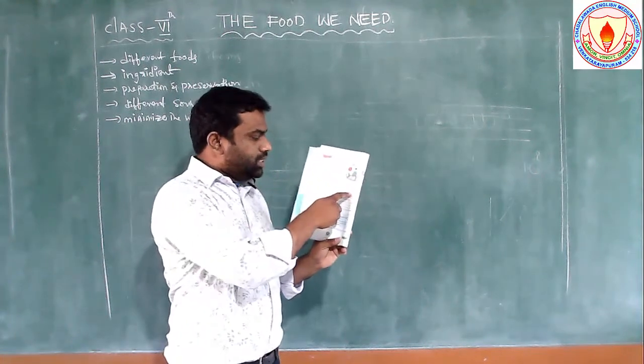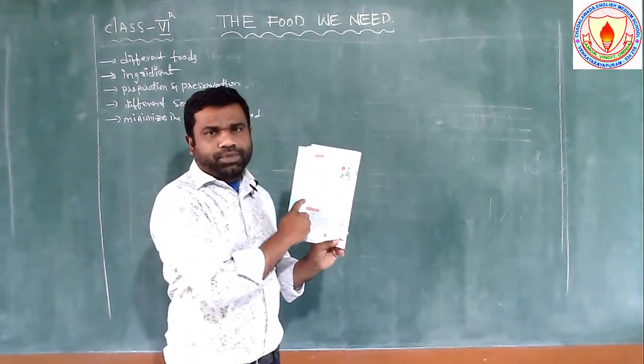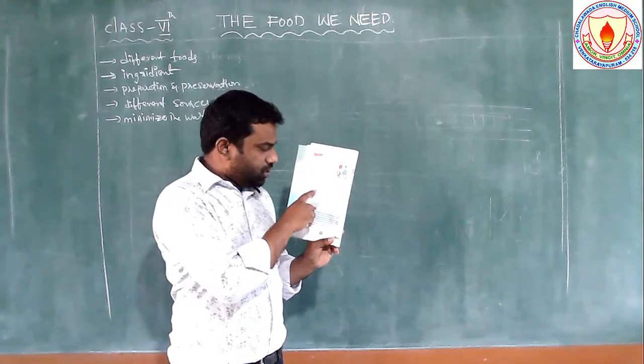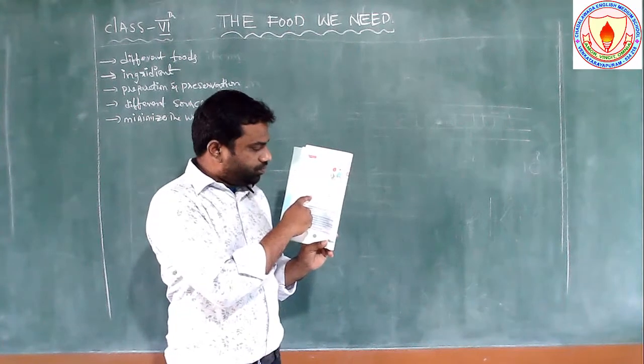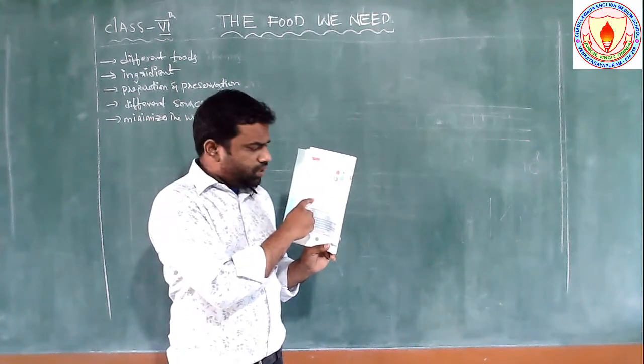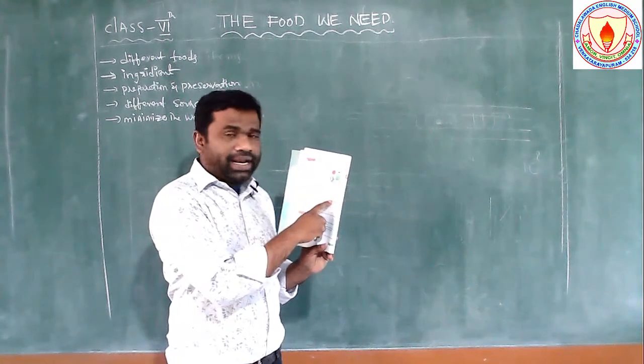See here, there is one table. You have to fill it. First, food item. You have to write something, pulihora. Okay, now write pulihora. And what are the required ingredients?